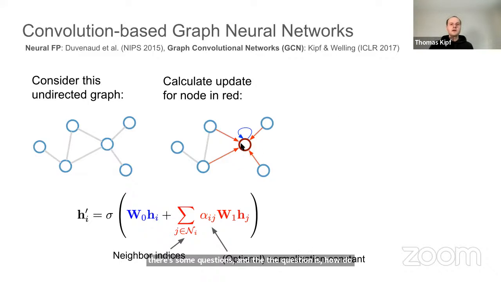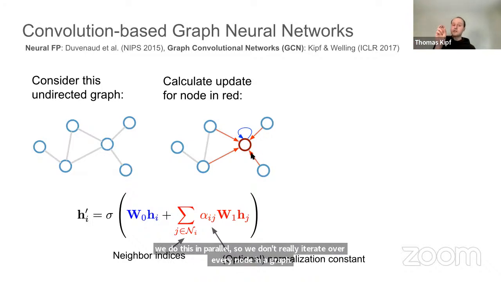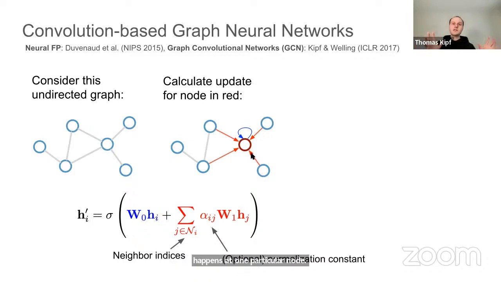So basically, we do this for every node in the graph, and we do this in parallel. We don't really iterate over every node in the graph. What I'm showing here is just an example for what happens at one particular node. But in practice, this update gets done simultaneously over the entire graph. So this is really what happens all at the same time. And this is basically just what happens on a single node in a single layer.